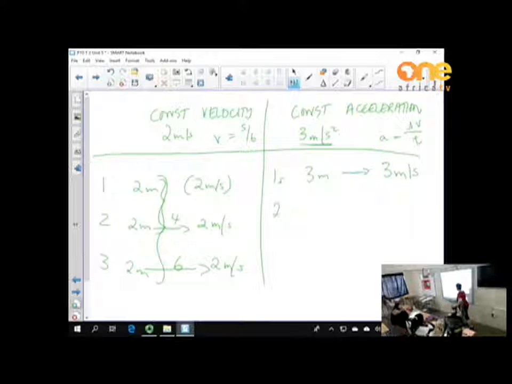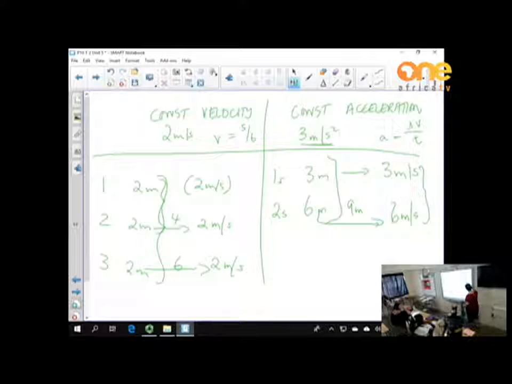So, in the second second, I am now going to travel 3 meters further. I'm traveling 6 meters because I'm accelerating at 3 meters per second. So, after 2 seconds, I will have traveled a distance of 9 meters. But in the second second, what is my speed? 6 meters per second. If I subtract them, the difference is going to be 3 meters per second. I am accelerating at 3 meters per second.